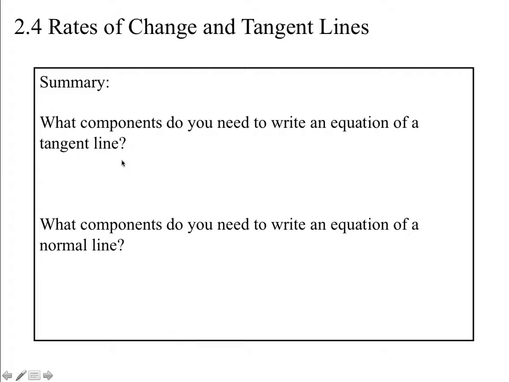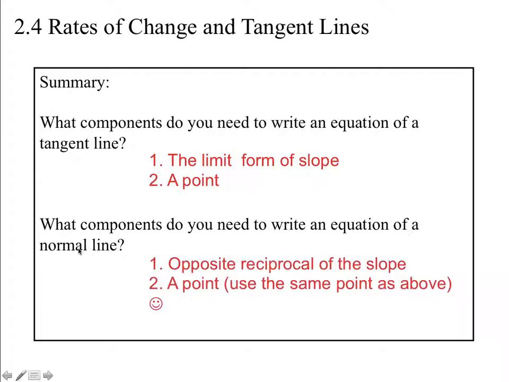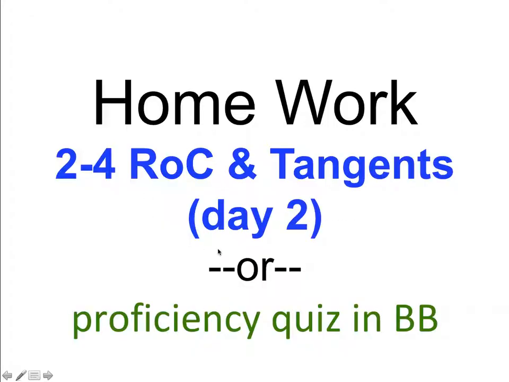Okay, just to summarize, this is a really important skill. What components do you need to write an equation of a tangent line? These are actually the components you need to write the equation of any line. You need a slope, and we're going to use the limit method to find that slope, and then you need a point. If we want to write a normal line, then we need the opposite reciprocal of that slope and the same point. At this point, you can do day 2 of the homework, and or take the proficiency quiz to test out of the entire section at this time.